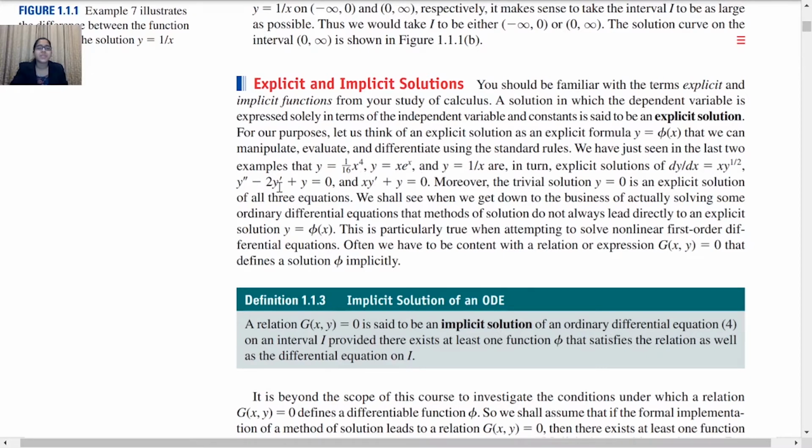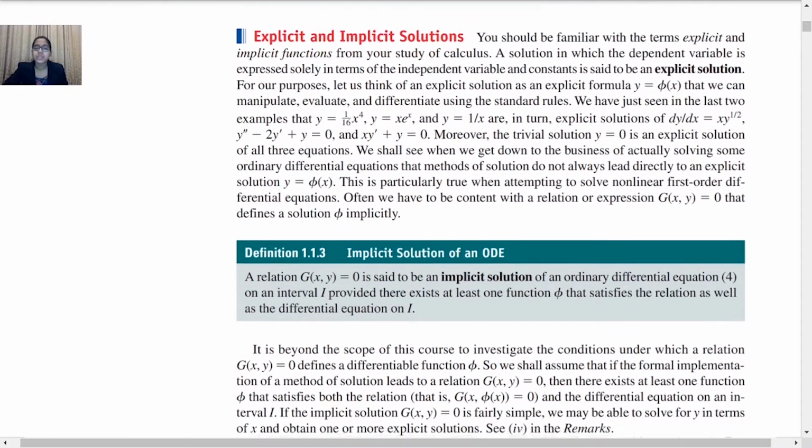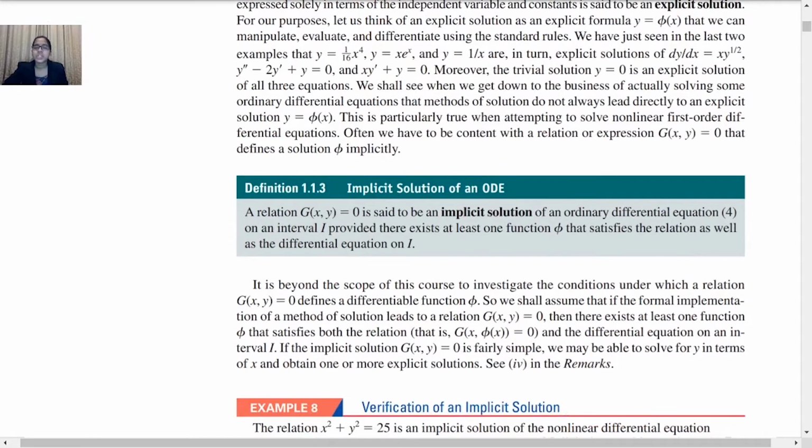The differential equation y'' - 2y' + y = 0 has a solution y = x e^x. All the solutions that we have discussed so far are explicit solutions, because in them the dependent variable can be written as a function of the independent variable. But in most cases, we get a relation or an expression which forms the solution of the ordinary differential equation, and that is called an implicit solution.